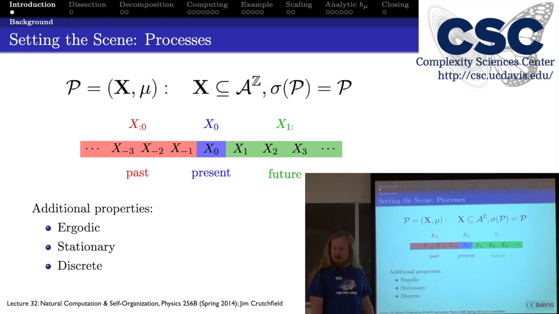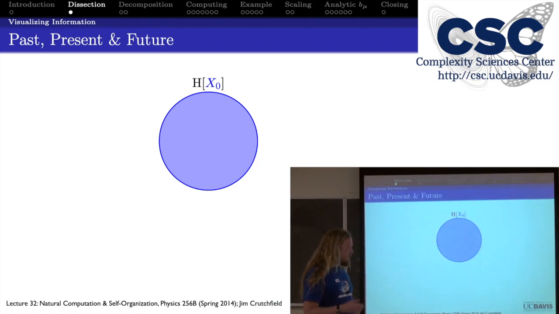Quick question. Can you just remind me what ergodic means in this situation? It basically means there's a single basin of attraction. Everything will eventually head there. It means that as long as you wait long enough, the system will explore the entire range of its dynamics. Okay, so given notation and such, let us consider the present.